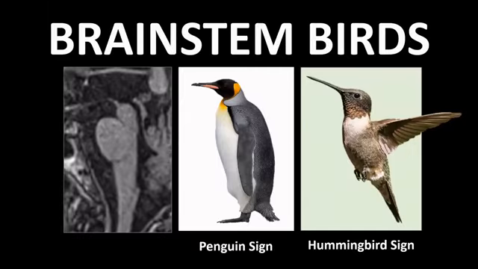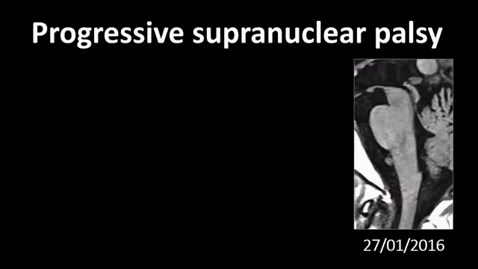What does this patient have? Well, there is atrophy of the midbrain, and this atrophic midbrain now looks like the head of either a penguin or a hummingbird seated on a more bulky pons, which is the body of the hummingbird or the penguin. This is a sign classically described, and all neuroradiologists know it, in progressive supranuclear palsy.